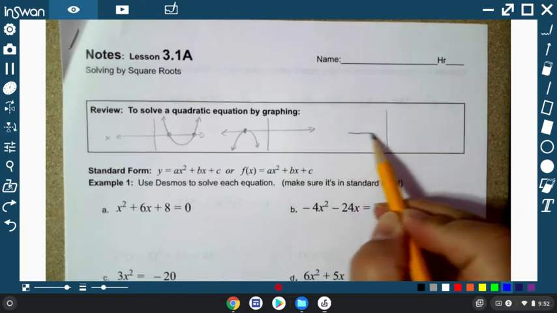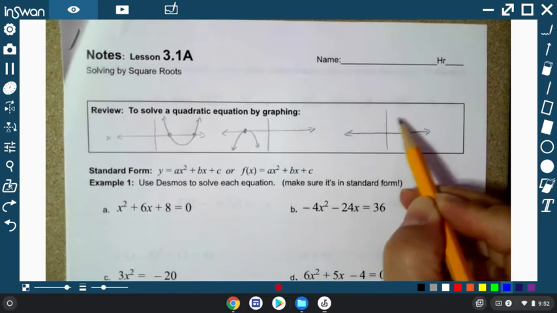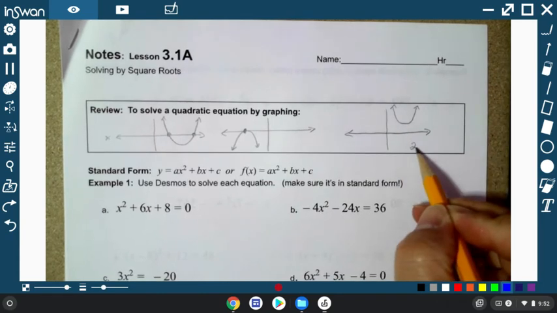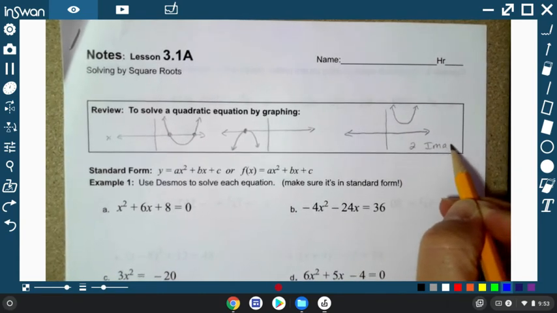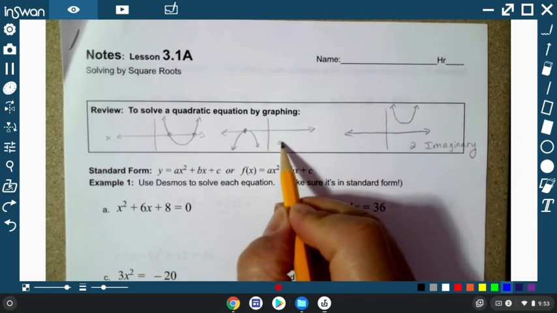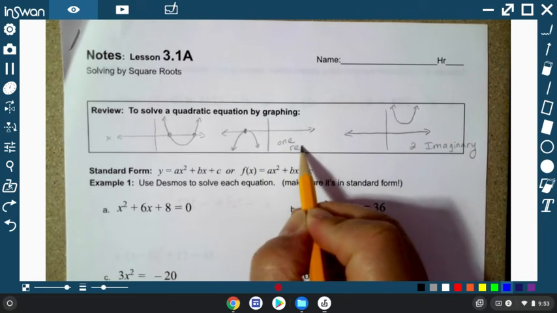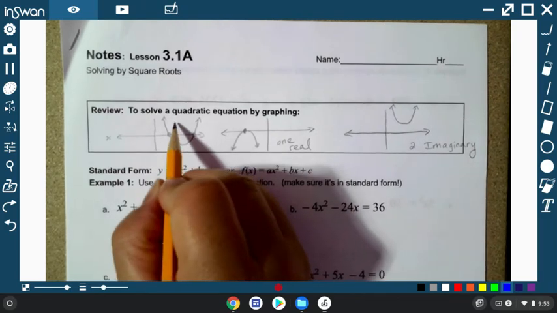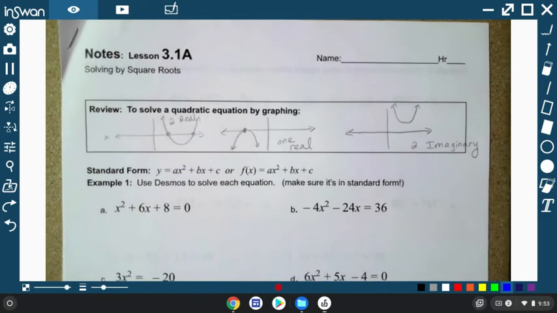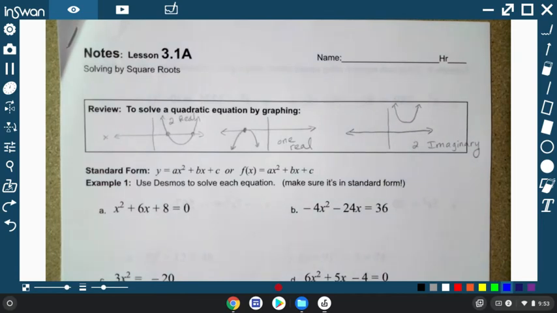And it is possible that it doesn't touch at all, so it might be up in the sky, and this one would have 2 imaginary solutions. Okay, so this was 1 real, and this was 2 real solutions. Okay, and wherever that x value is are your solutions.